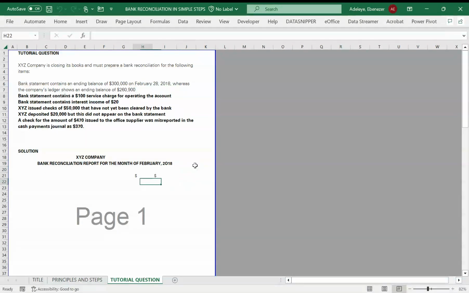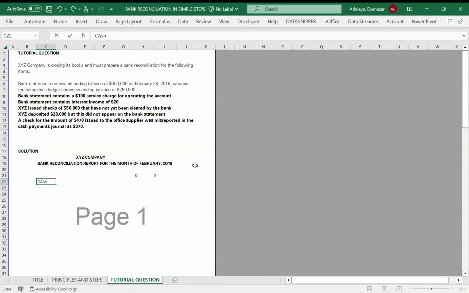So let's just go straight to the solution, right? I believe you all know how I arrived at this. What I've just done is just to have a heading, and this format is something you can easily build on your own. Basically, like I mentioned earlier, we're working from the cash balance as per the cash ledger.